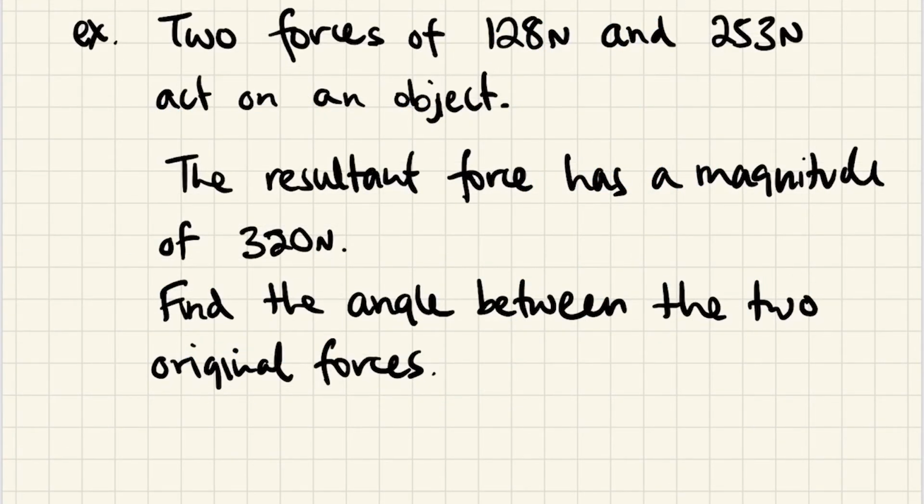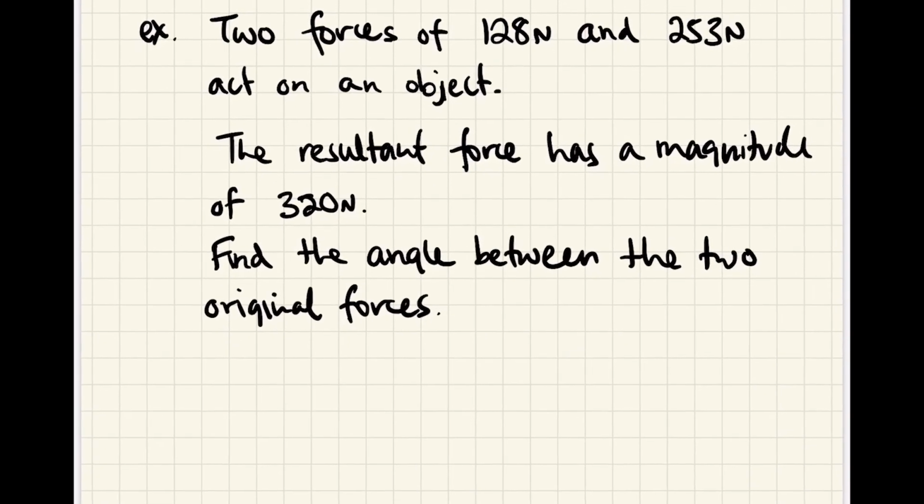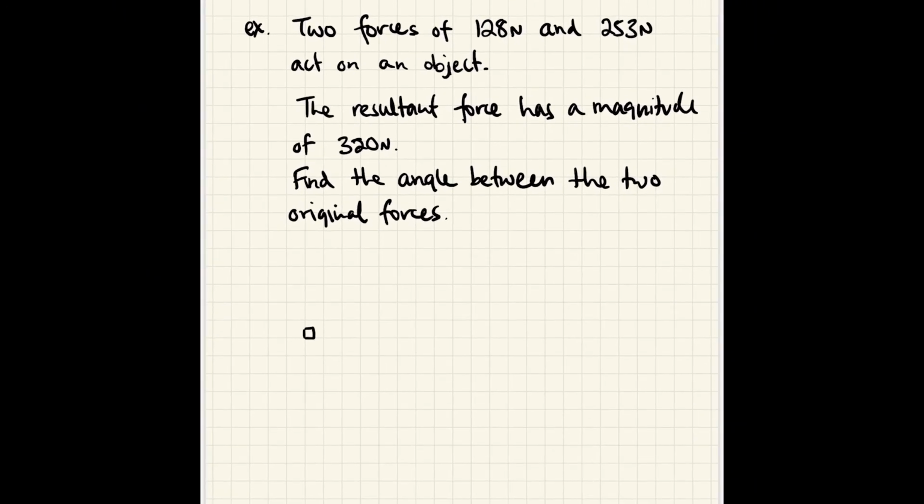Okay, so here we are interested in finding the angle between two forces, and we actually know the magnitude of the resultant force. So let's see what we've got. We have, say, an object here and two forces. We do not know the angle between them. So we do know that one of the forces is 253 newtons, and then another force is 128 newtons. So that's about half the other one.